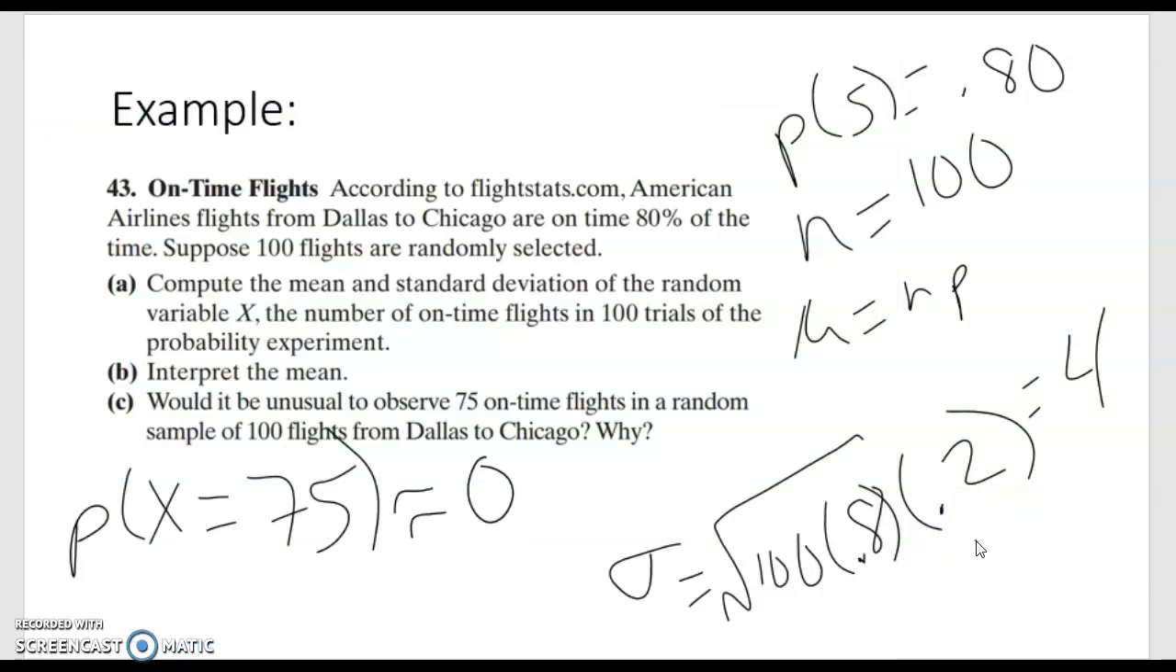It's super small. Since it's less than 5%, 5% is the cutoff for normal. Anything above 5% would not be unusual. It would be considered normal or usual. Anything less than 5% would be considered unusual. So we would say it is definitely unusual to have 75 flights on time.